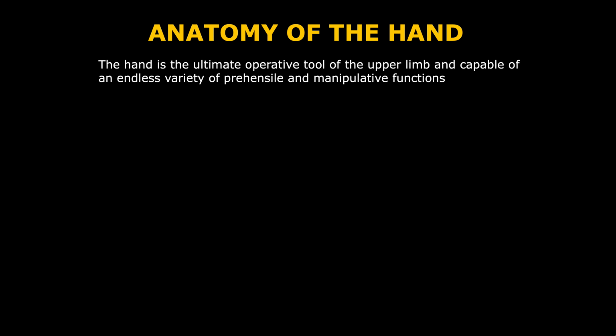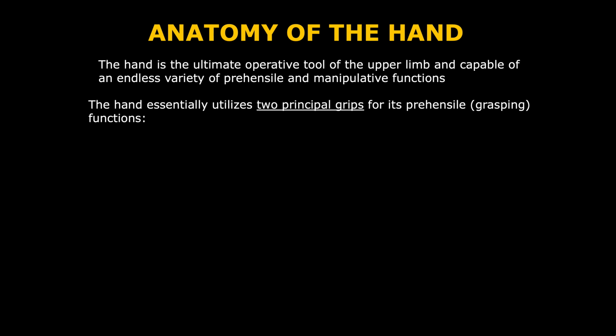The hand is the ultimate operative tool of the upper limb, and it is capable of what? Prehensile and manipulative function. We have two principal grips for its prehensile functions. These grips are the power grip, and I'm sure everybody knows what a power grip is. And the second is precision, which is the delicacy, the fineness of your grip. These two things are possible in the same shot, and we'll be establishing that at the end of this presentation.